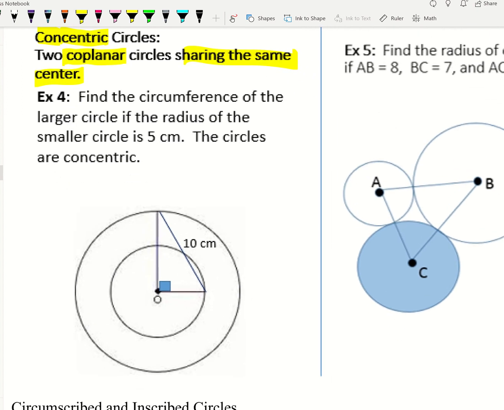So in this particular example, we want to find the circumference of the larger circle. And we know that the radius of the smaller circle is 5. The circles are concentric, meaning that center is the same. So if you want, pause the video and give this a try. Well, since the radius of the smaller circle is 5, here is a location of the radius.